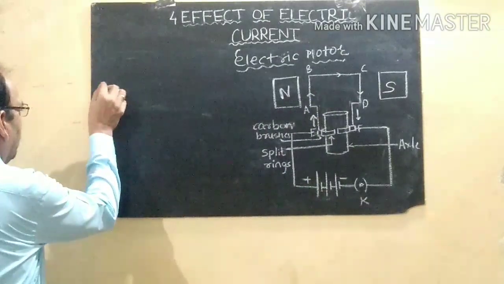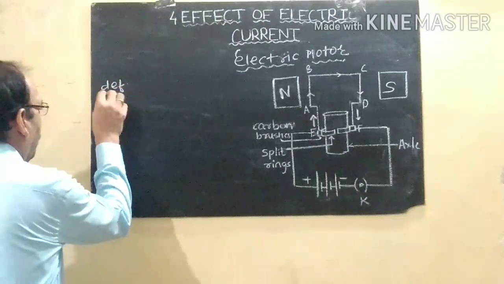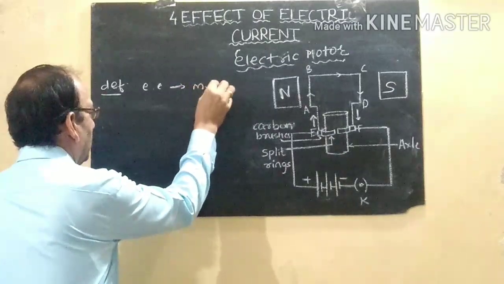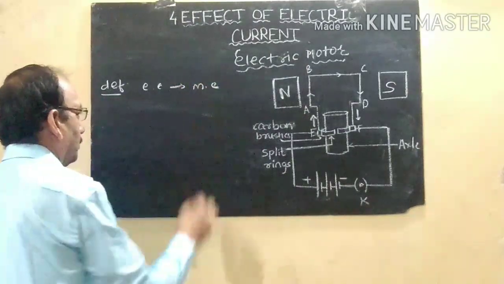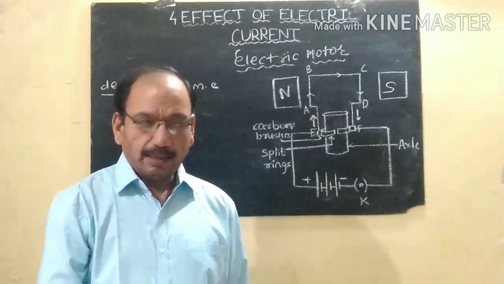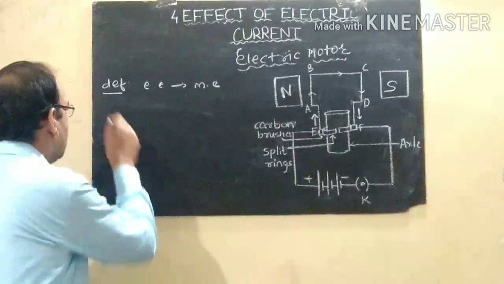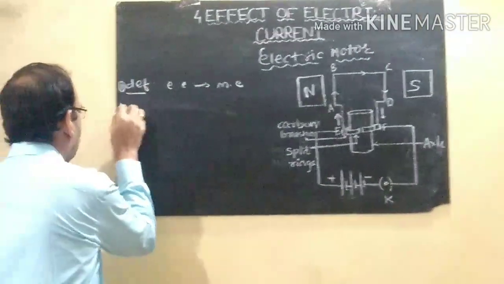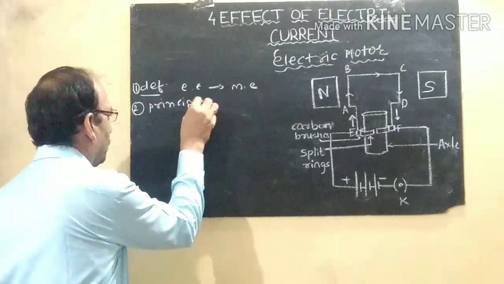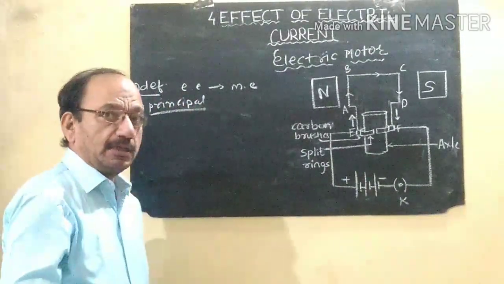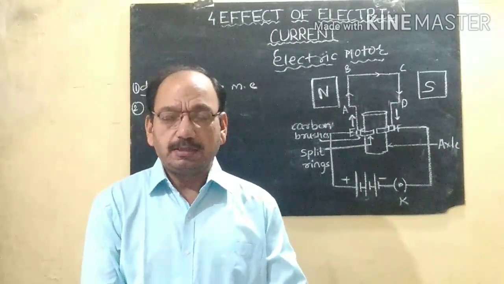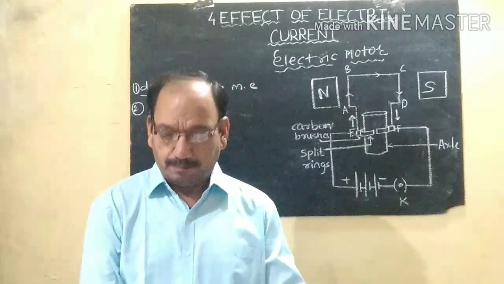What is the definition of electrical motor? The device which converts the electrical energy into the mechanical energy is called an electrical motor. This is the simple definition of electrical motor. Then another 1 mark question always asked in a board examination is the principle. What is the principle of electrical motor? When we place a current carrying conductor in a magnetic field, it experiences force. This is the principle of electrical motor.